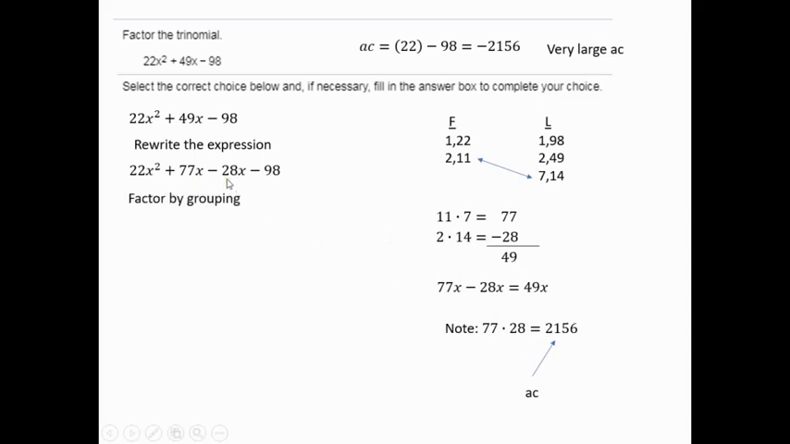So I factor by grouping. I group it. I take out the greatest common factor out of the first group, which is 11x. I take out the greatest common factor out of the second group, which is negative 14. I've got a common factor of 2x plus 7. I take out the 2x plus 7. Now I've factored this trinomial.